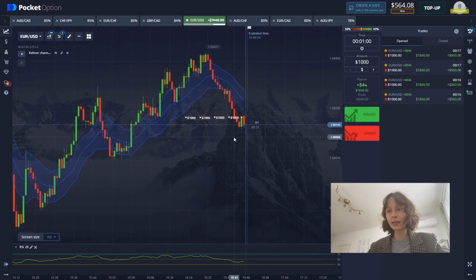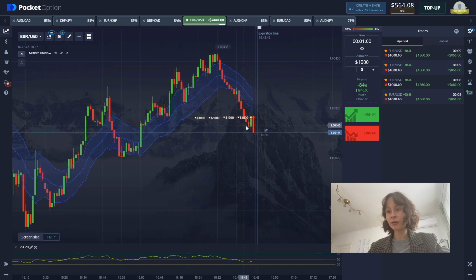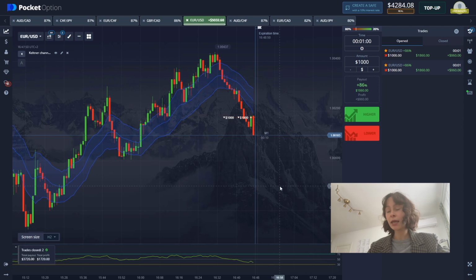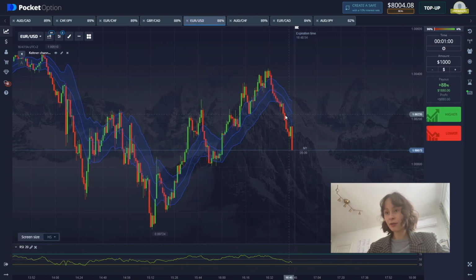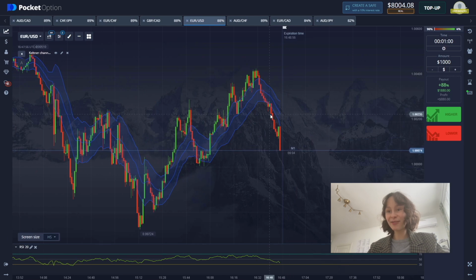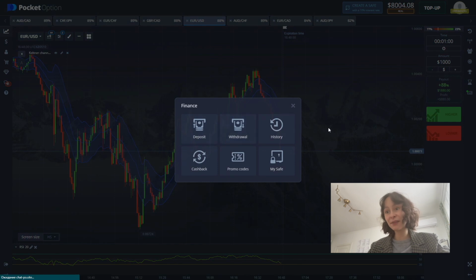The accuracy of the entries is 85 to 90% because at the moment we didn't reach the border of the channel. That's why the entry into the deal is not 100% true, but the RSI is showing us that it wants to go down. That's exactly why we have followed the rules and opened to purchase. So the deal is profitable, $8,000 on the account. I'm really content with this result.